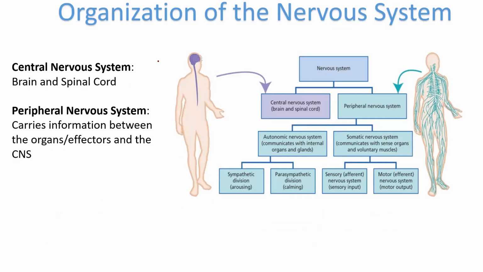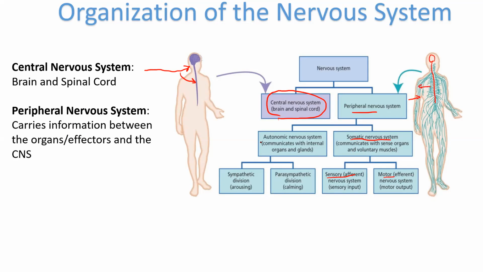Organization of the nervous system: the central and peripheral. Central means central. It's the brain and spinal cord. Peripheral carries information between the organs, effectors, and the CNS. Notice the brain and the spinal cord are not colored in. It's the green part. Peripheral is broken up into the somatic, which communicates with sense organs and voluntary muscles, and that's broken up into the sensory and motor. Sensory going in, motor going to an effector like a muscle.